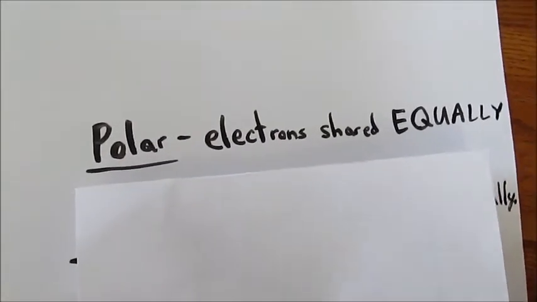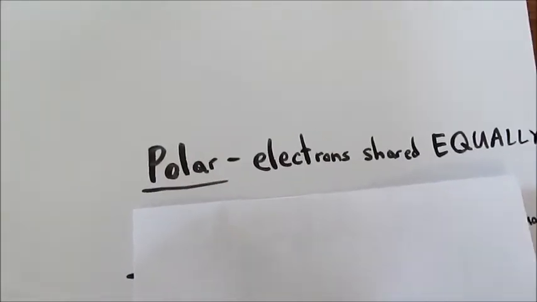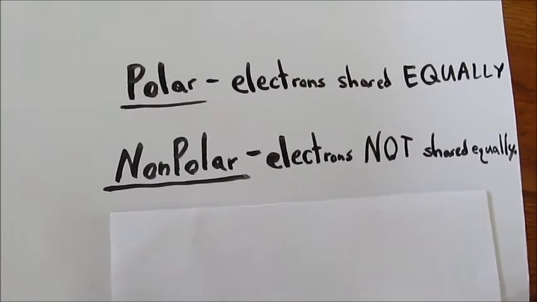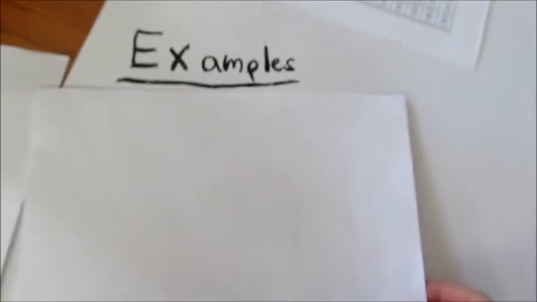And when the electrons are being shared, there's two things to keep in mind. The electrons could be shared equally, that would make it polar. Or the electrons would not be shared equally, making it nonpolar. Okay, let's take a look at our examples. First we'll have carbon dioxide, CO2.